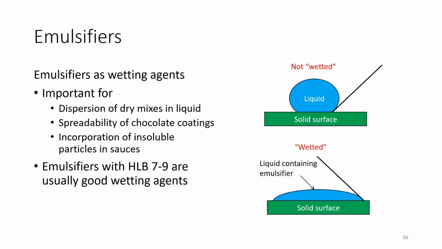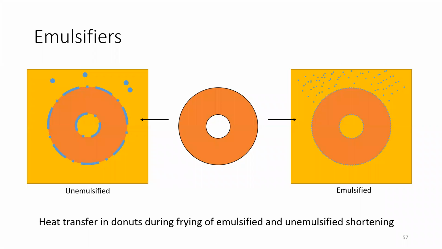Emulsifiers can wet surfaces. So if we have particulates in a product, this is without emulsifier here, the liquid will bead on the surface of that particulate, and it will seem rough and dry. But if we add an emulsifier, it's going to be able to spread over the surface of that particulate, and it will seem moist and soft. Last slide.